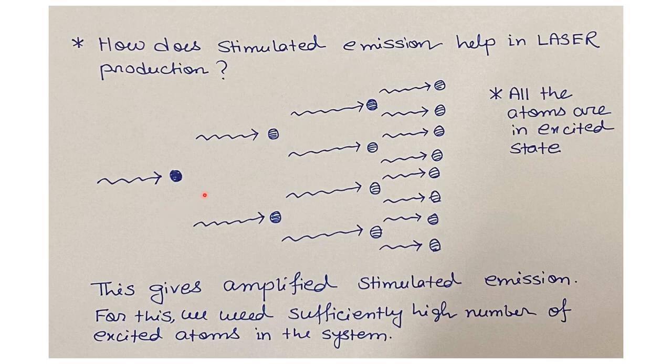As a result, we get two photons having the same energy h nu. These two photons will again trigger two other excited atoms to make the transition from the high energy level to the low energy level. After that stimulated emission process, we get 4 photons, and these 4 photons trigger 4 more excited atoms, giving 8 photons, and this stimulated emission process goes on. This gives amplified stimulated emission, and for this we need a sufficiently high number of excited atoms in the system.